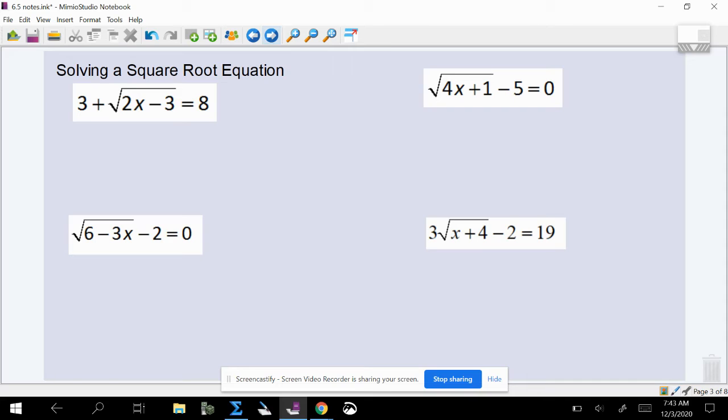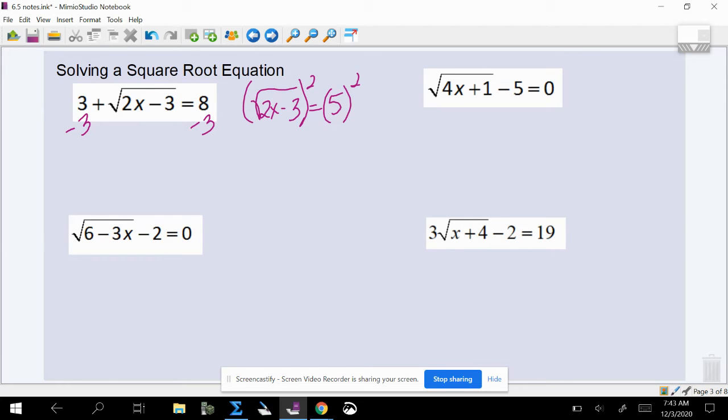What you'll notice with all of these is that each has some sort of radical with a variable under it, and an equal sign. The goal is to solve. So our first step is to isolate the radical. In this first one, I'm going to isolate by subtracting 3. So I have the square root of 2x minus 3 equals 5. Now I have the square root that I need to get rid of, so I'm going to square both sides.